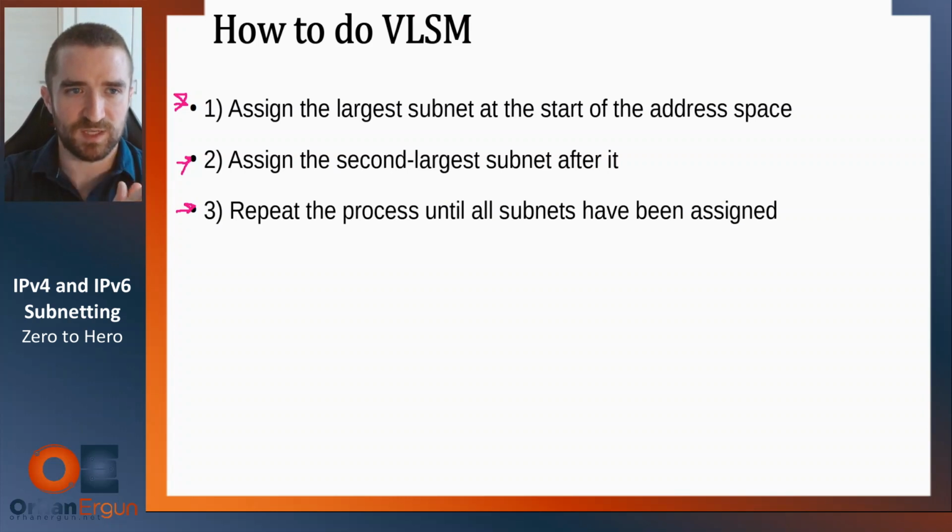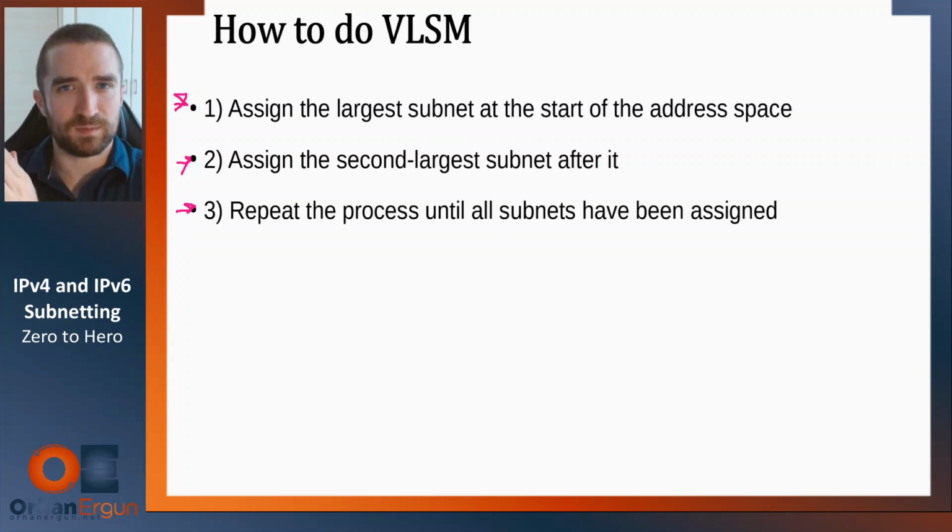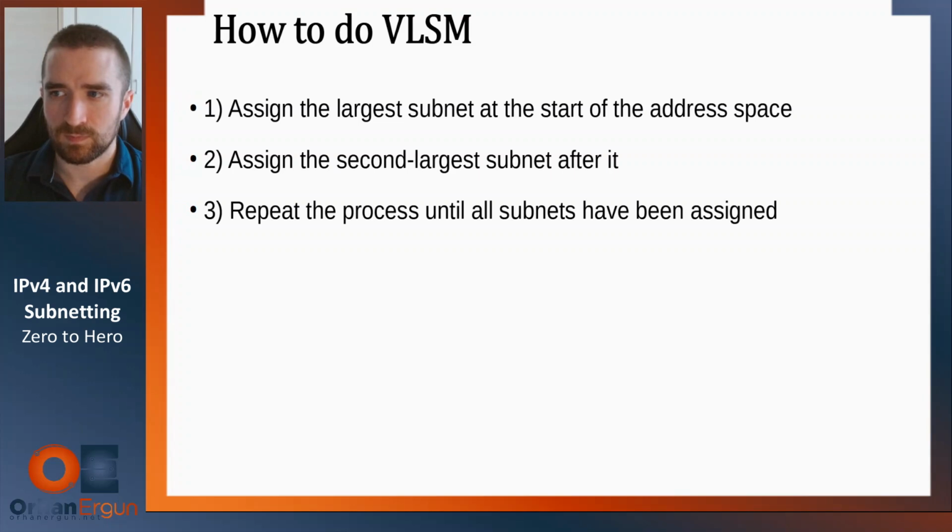At the start of the address space, the first addresses, you would assign the large subnet. And then after that, the second largest that requires 50 hosts, and then finally, you would assign the third subnet, which only requires 10 hosts. And that's how you do it. And the process is the same no matter how many subnets you need, how big the subnets are. Start at the largest subnet, then the next largest, and continue like that.